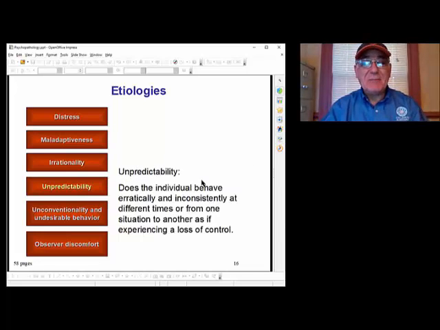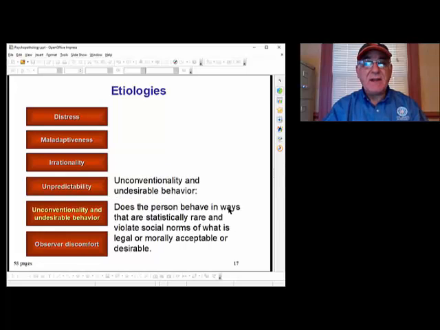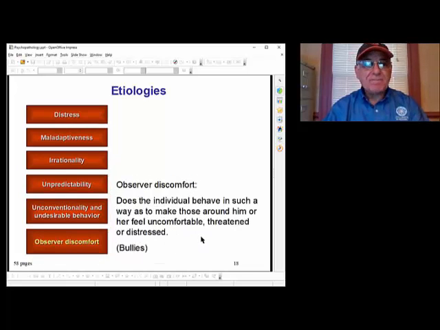Irrationality. Unpredictable behavior. Does the individual behave erratically and inconsistently at different times or from one situation to another, as if experiencing a loss of control? That's unpredictable behavior. Unconventional and undesirable behavior. Does the person behave in ways that are statistically rare and violate social norms of what is legal or morally acceptable or desirable? Social norms, meaning it has to be in a specific society, different enough in that society that it is legal or morally unacceptable or undesirable.